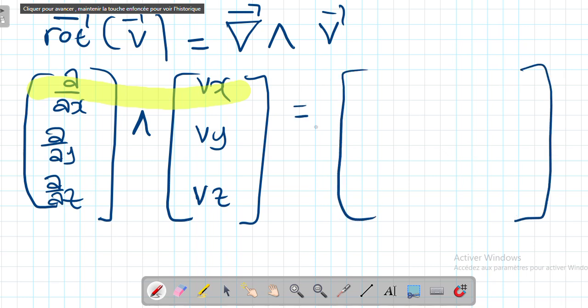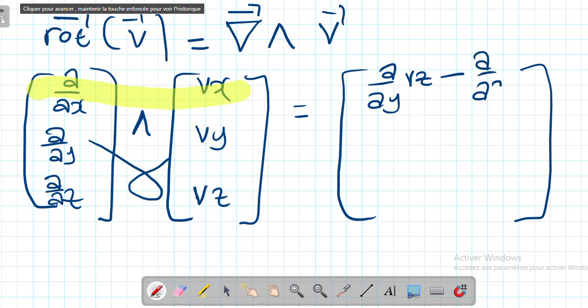Okay. The first component, how do you do it? You cancel the first part, then you carry out the determinant of the remaining matrix. So how do you find the determinant? You multiply this by this. So you're going to have del over del y multiplied by vz, then you subtract del over del z multiplied by vy as the first component.